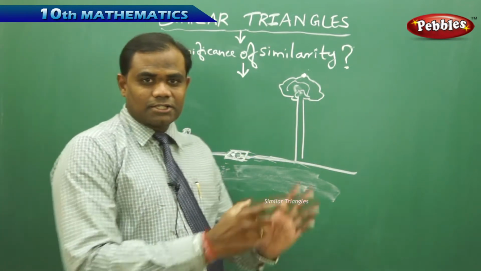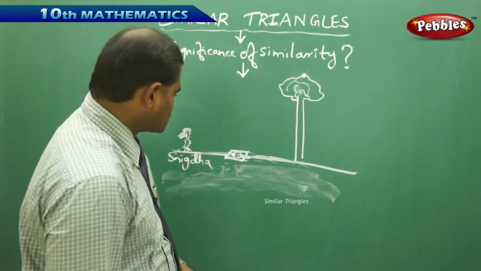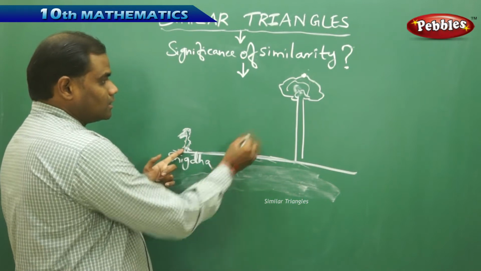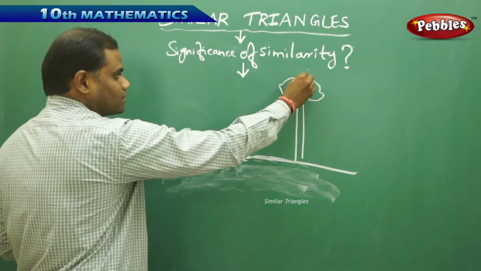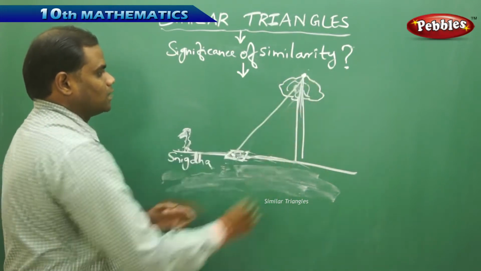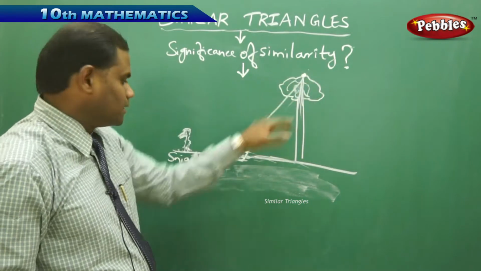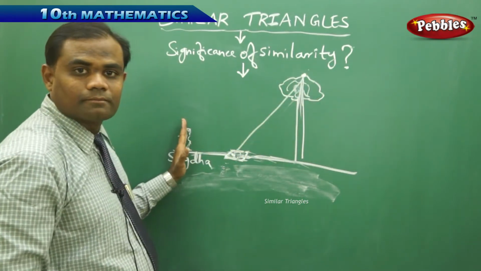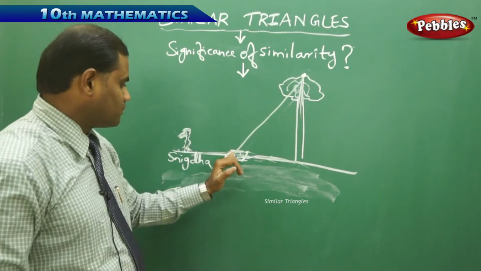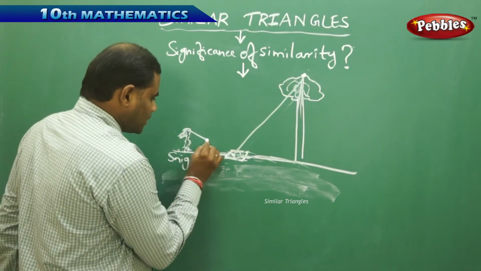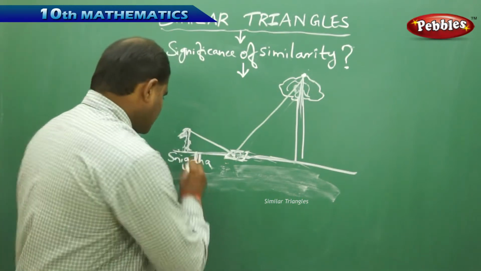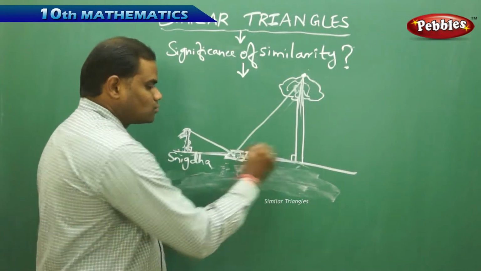So she started adjusting herself in different positions, until she reached the place on the ground where she could see the top of the tree in the mirror. Until she could see this point of the tree in the mirror, she halted there. Now once she got the position where the top of the tree was identified, she looked at that top from here. In this case, I identified two triangles.